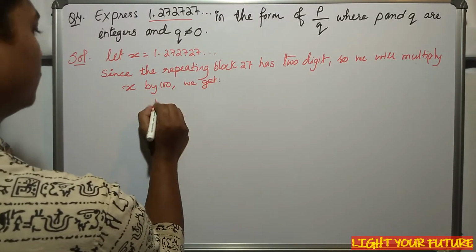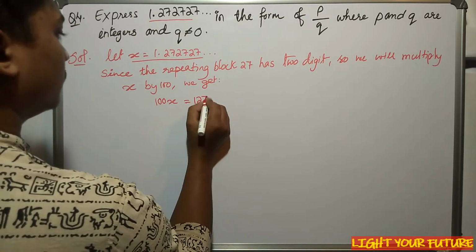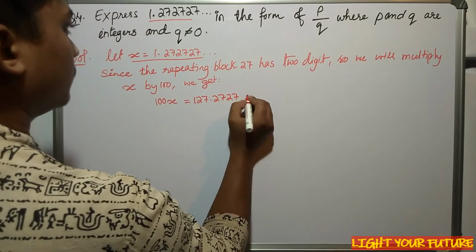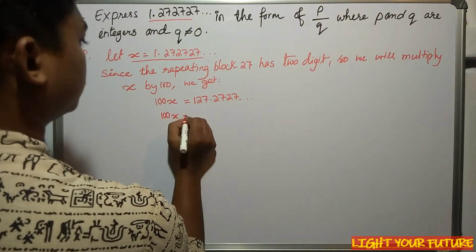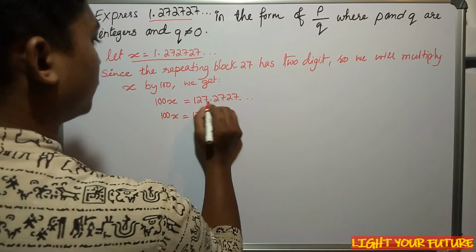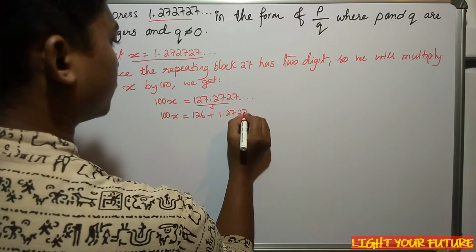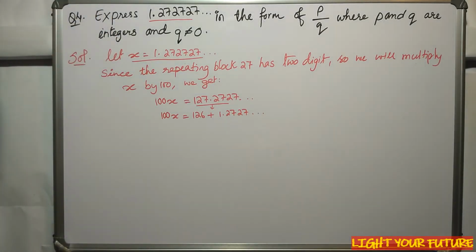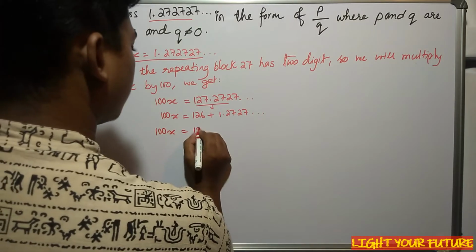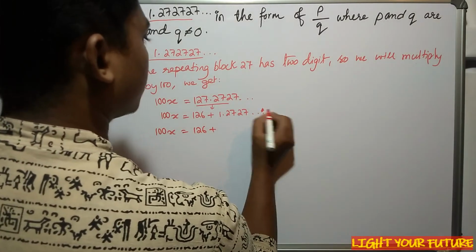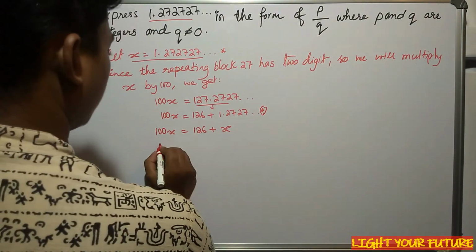We get 100x equals 127.2727 and so on. In the next step, 100x equals 126 plus 1.2727 and so on. We have taken 1.27 out of 127.2727. Then 100x equals 126 plus x. We have taken x equals 1.272727.